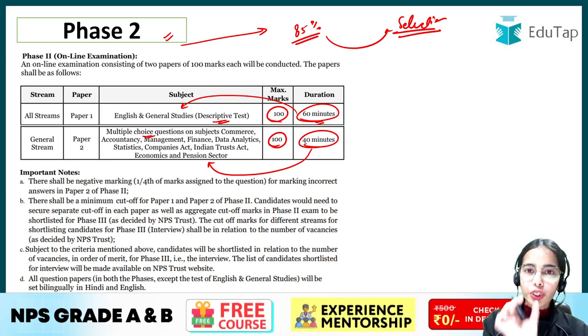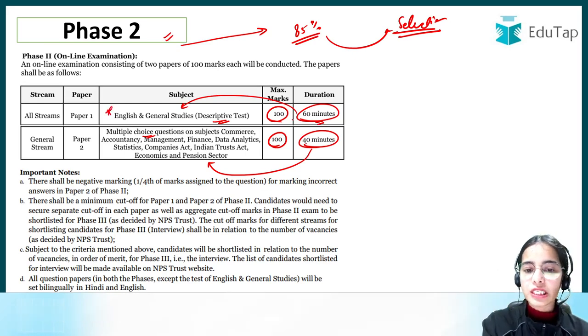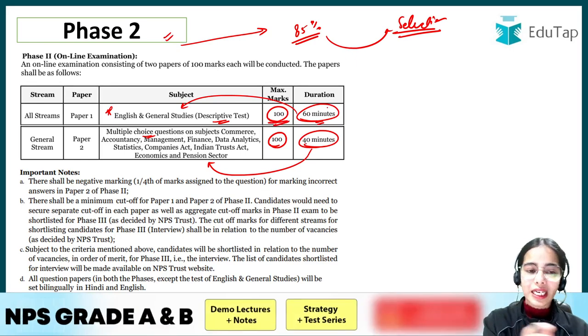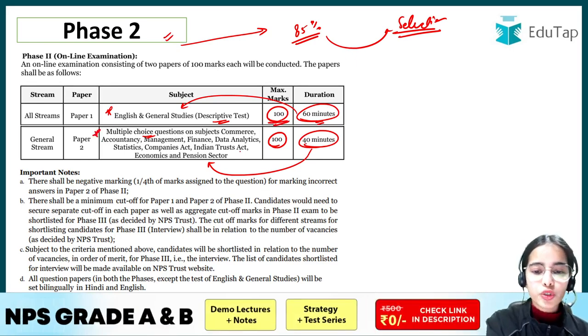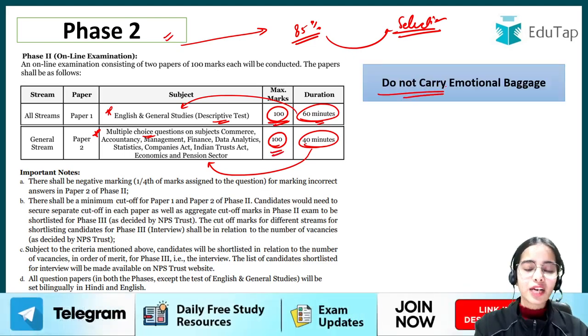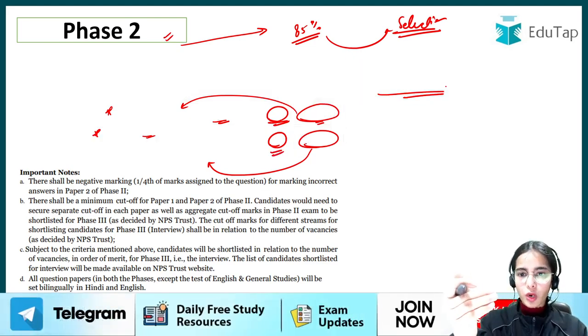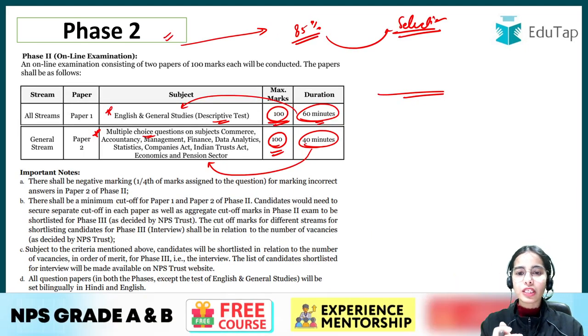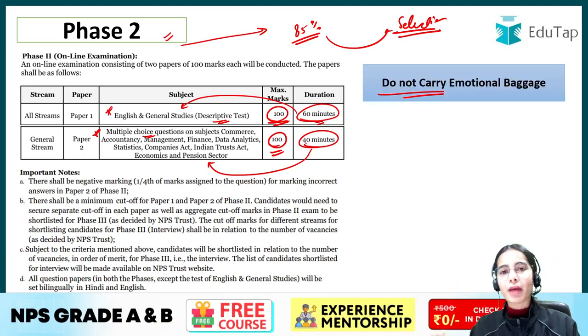So give due importance to English and General Studies because it carries 100 marks, and give due importance to the multiple choice questions because they also carry 100 marks. So remember that when you are coming from phase 1 to phase 2, do not carry the emotional baggage of phase 1.